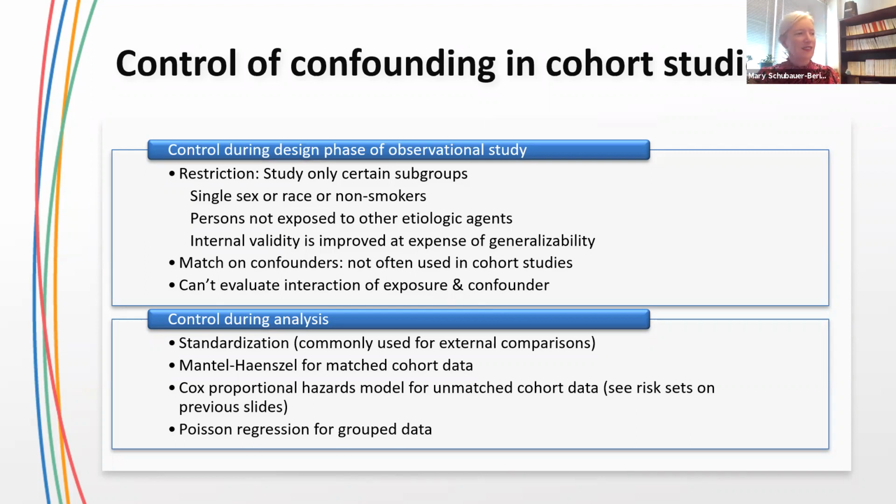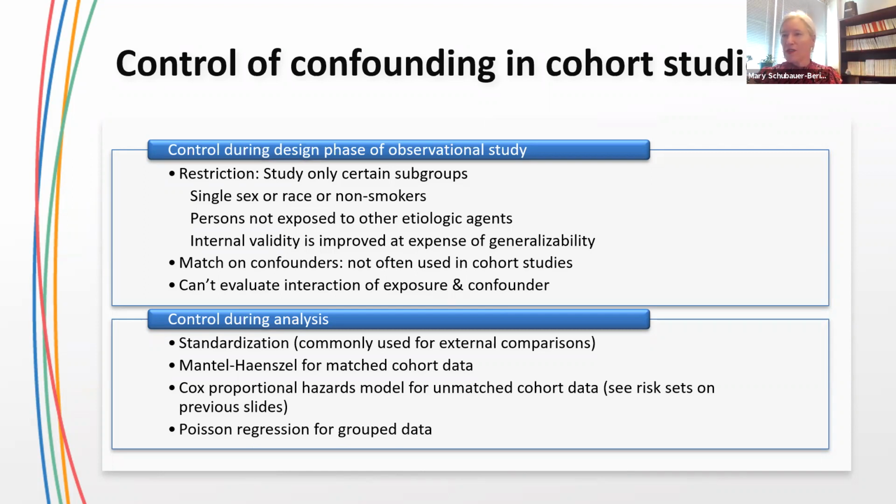And in these instances, internal validity is improved at the expense of generalizability. And I think with greater attention paid now to issues of social justice in studies, it's getting harder to justify using restriction by sex, race, ethnicity, et cetera, in the design phase. You could also match on confounders, although this is not often used in cohort studies.